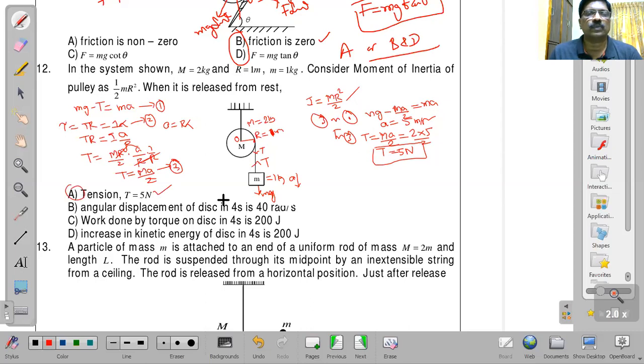Similarly, what is the angular displacement of the disk in 4 seconds? To find the angular displacement in 4 seconds, we need the angular acceleration. A is equal to R alpha, no?